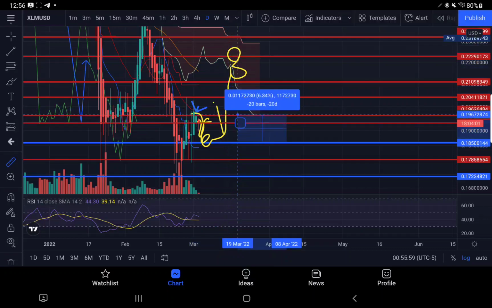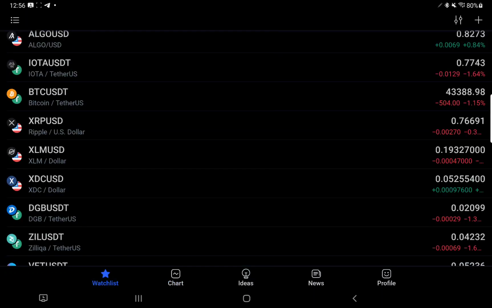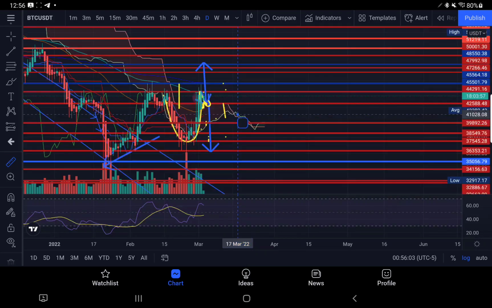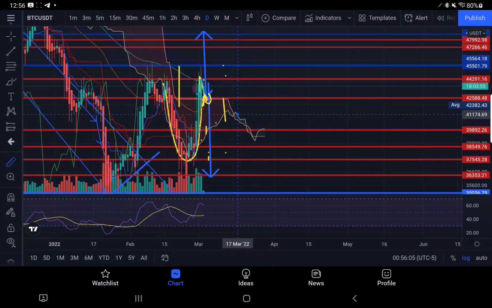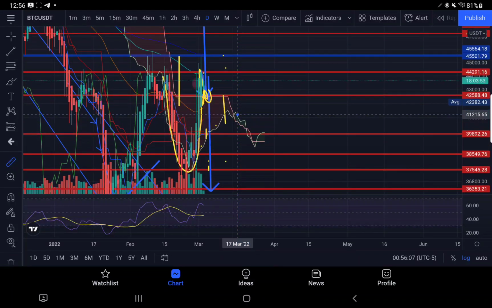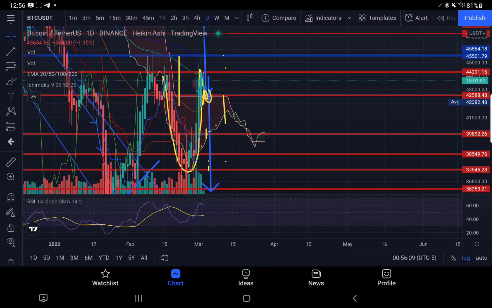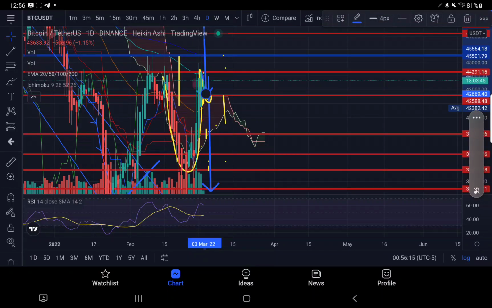And that's going to be a liquidity dump like I've been talking about. And that's only going to happen if Bitcoin comes down to 42,588 and holds. But that doesn't mean XLM is going to go all the way down there. I'm just saying that's the average price where I think it'll end up. So that's what I'm looking at there.